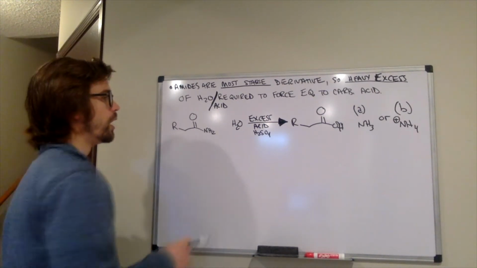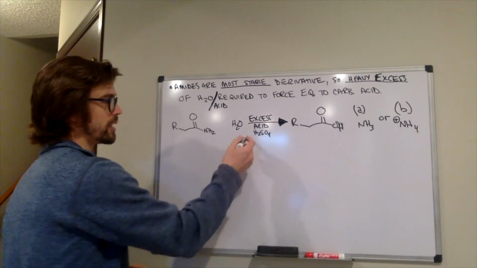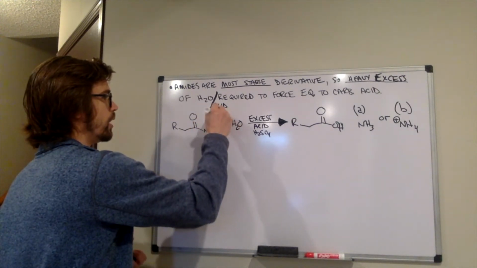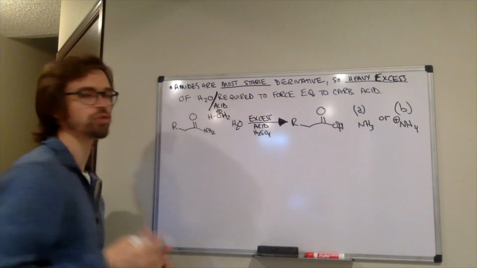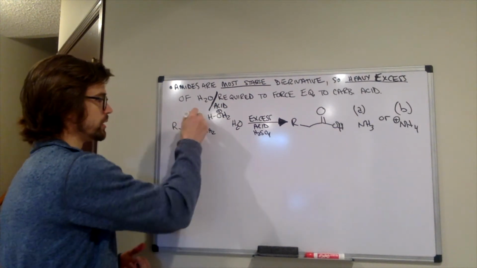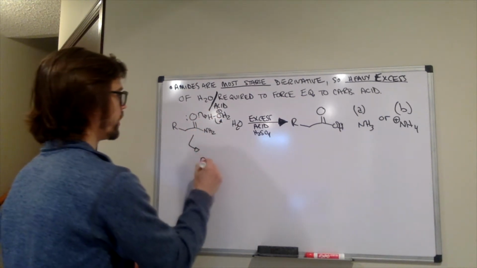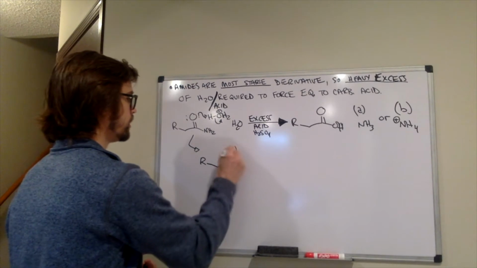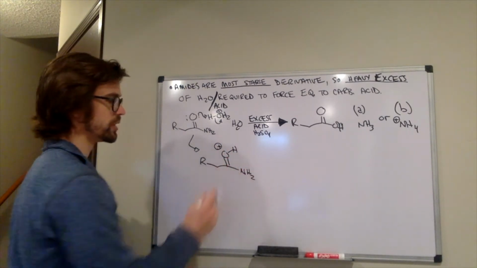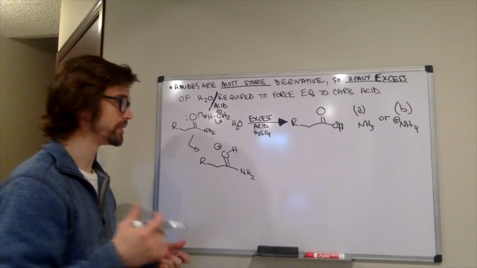So we have heavy excess of acid in water. That means we have sulfuric acid or H3O plus around. We'll just do H3O plus. And we know that strong acids will protonate carbonyl derivatives at the oxygen. So essentially, we would see something like this happen, where we protonate that oxygen, and that makes this position more electrophilic. There's a bigger partial positive at that position.